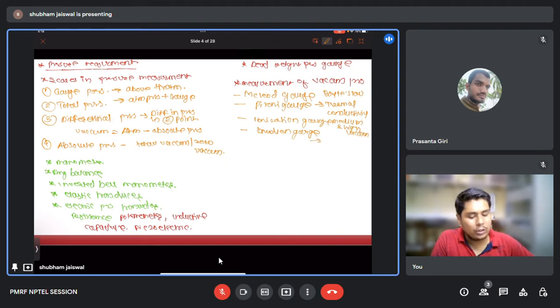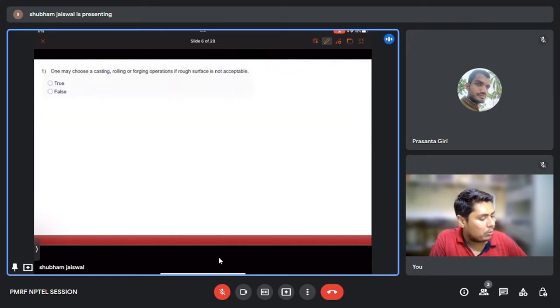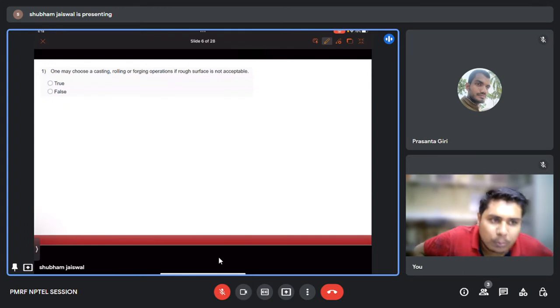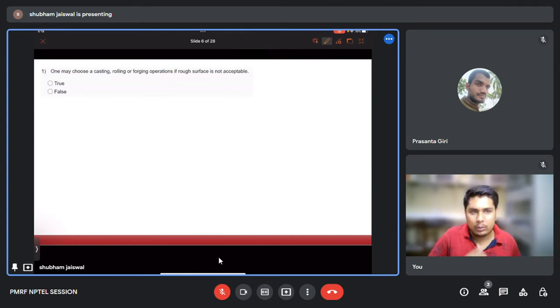And Knudsen gauge is used for low pressure. So these are the things that we have covered in the last week. Now moving to our problem solving. So we will solve some problems related to your weak content.